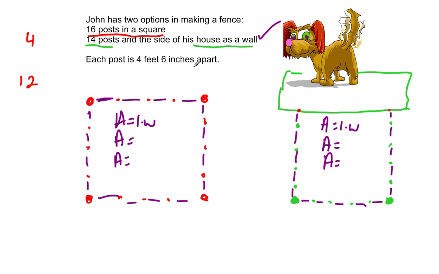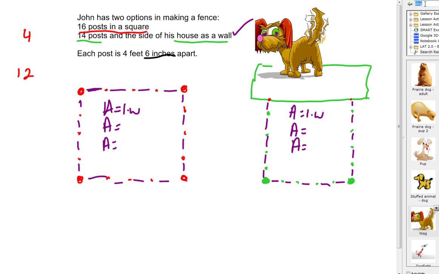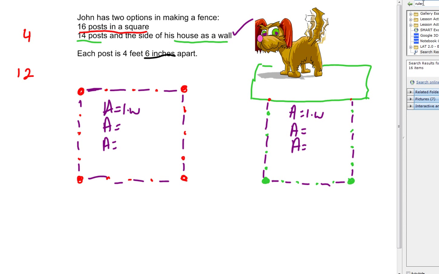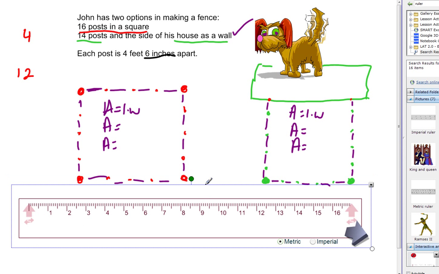So we have to think, what part of a foot is 6 inches? In case you forgot what a ruler looks like, I think I've got one of them here. Imperial, no, it's not big enough. Yes, okay. So here is our ruler, and 1 foot we know, hopefully, is 12 inches. But what we have is 6 inches.